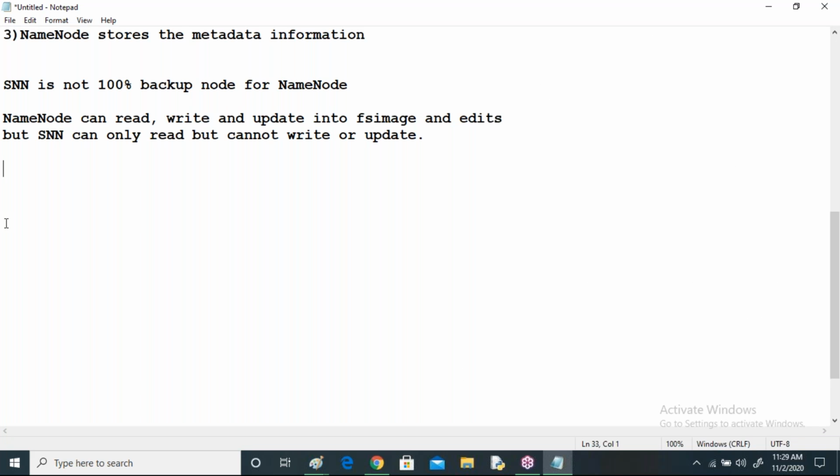Now I've got some queries. Try to answer, everyone. I want responses from your side. First one: who is the master for the storage? Storage means name node. Processing means job tracker. Yes, name node.